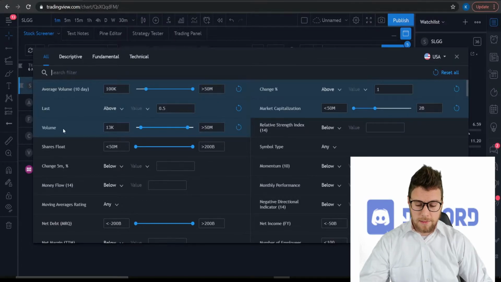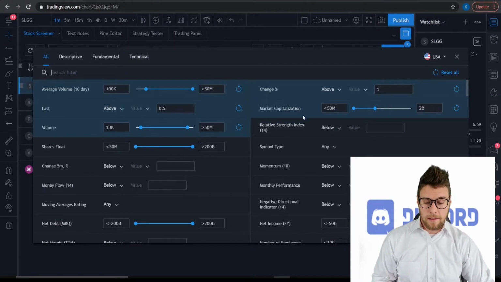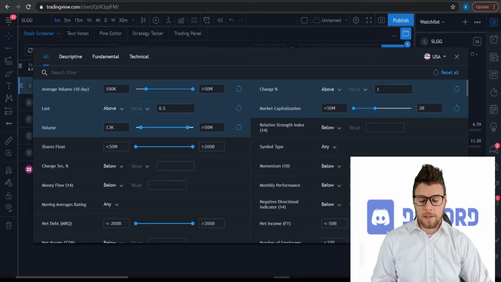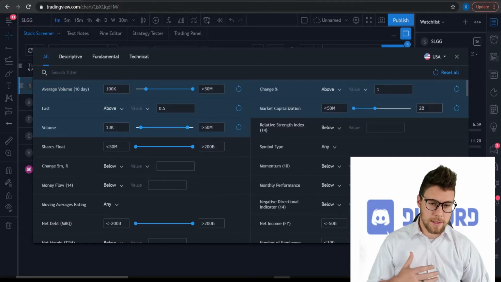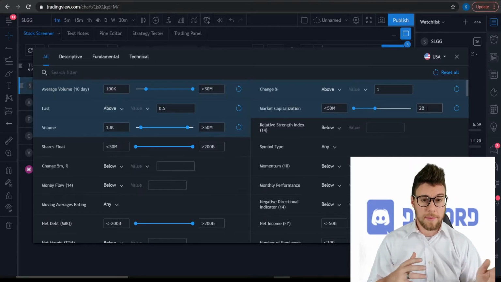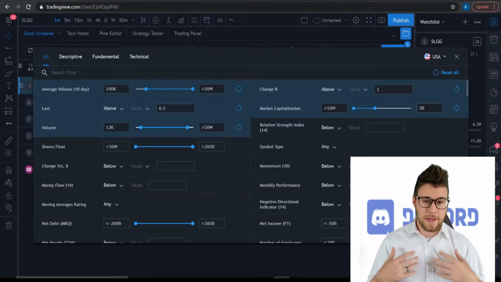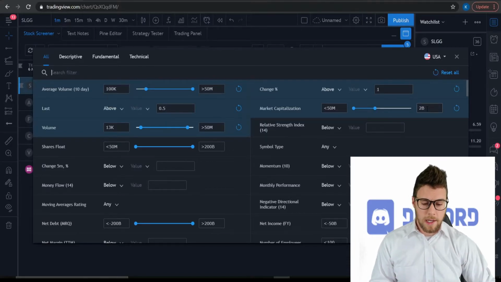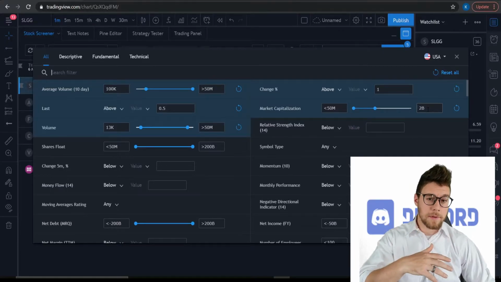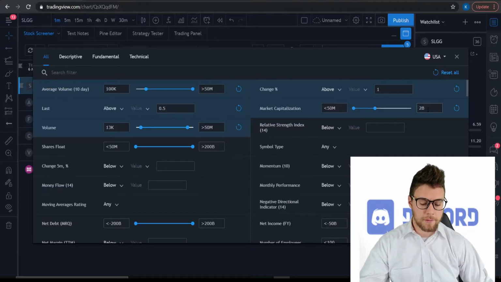So we want 13,000 shares traded in the past minute at least, and for change, we want it above 1%. We want to see things that are changing up in the past 1 minute, 5 minute, whatever it may be. For market capitalization, I like small cap myself because small caps seem to run up and down really fast, and I can get in and out of my trades really fast, especially if the volume's there to support it. Right now I'm looking at a 2 billion cap max, so that's small cap and below, I believe. It's pretty small. So that's all I have for my filters.